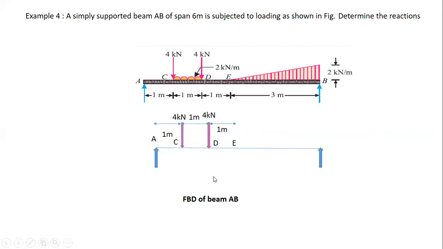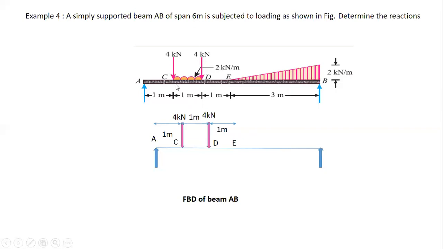Okay, all types of load are acting on this beam. So the first step is to write the free body diagram. I am writing the free body diagram here, with support A and support B. Whatever point loads we have, I have retained as they are. So 4 kilonewton and 4 kilonewton, I have retained as they are. Now you have to convert the UDL and UVL into point loads.